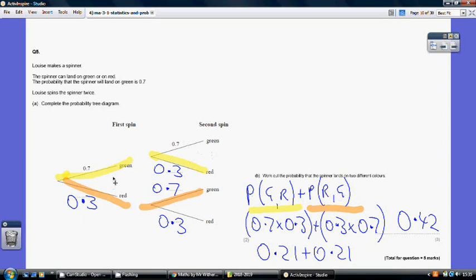So green and then a red is 0.7 multiplied by 0.3, which is 0.21, or alternatively red and then a green, 0.3 times 0.7, which is another 0.21. We don't mind whether it's green red or red green, so we add these probabilities together, giving us 0.42.